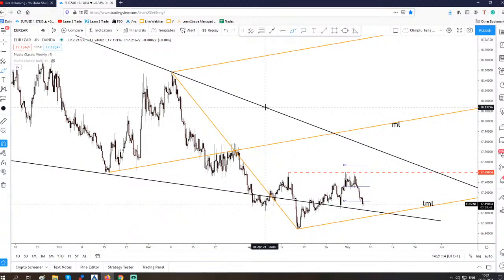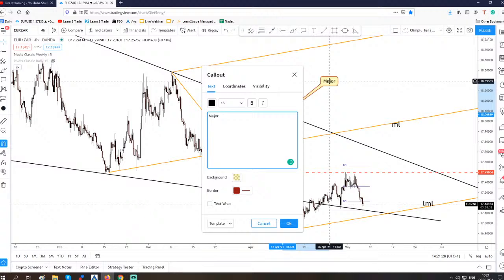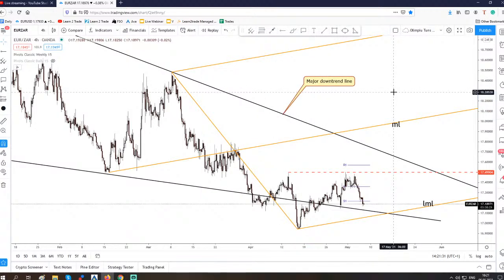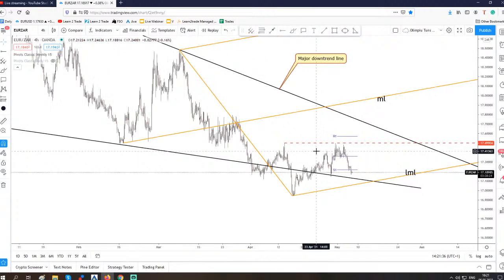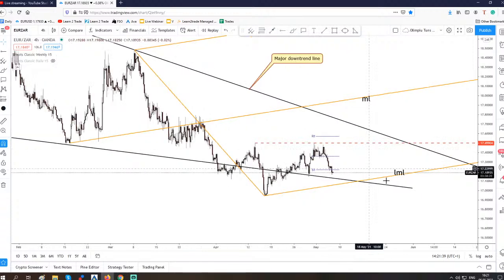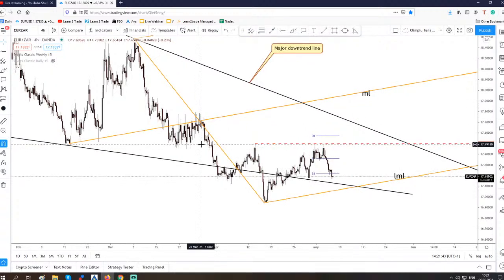Okay, so the price has traded far below this major downtrend line. So we cannot talk about a potential reversal here. As long as the price stays below 17.4990, a valid breakdown here could signal a further drop.